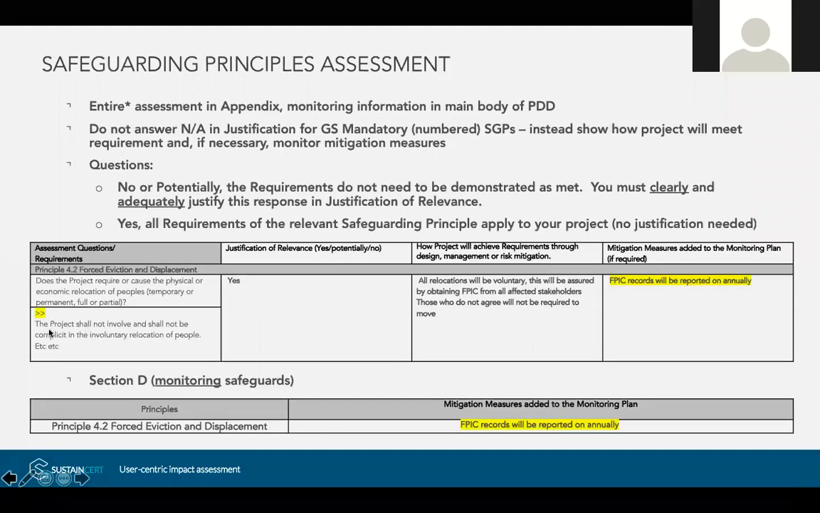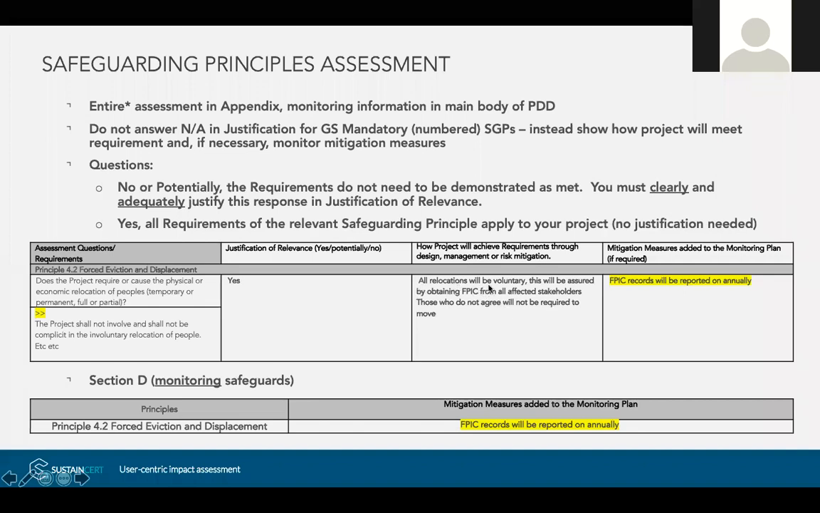So for example, here, I've copied across one of the requirements for principle 4.2: the project shall not involve and shall not be complicit in the involuntary relocation of people. That's just one of the requirements. Because this is deemed relevant, this requirement that's been copied across from the safeguarding principle requirements is relevant to this project. So a developer needs to demonstrate how they will achieve these requirements through design, management, or risk mitigation. I'll just put an example here.